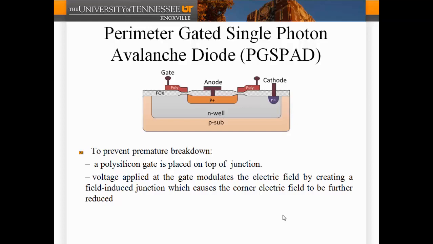Hence the name is perimeter gated single photon avalanche diode, or PGSPAD. The polysilicon gate is placed on top of the junction, and voltage is applied to the gate that modulates the electric field by creating a field-induced junction, which causes the corner electric field to further reduce, and as a result the breakdown voltage of the device increases.